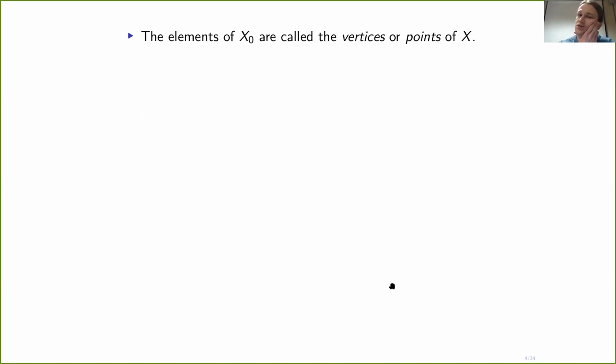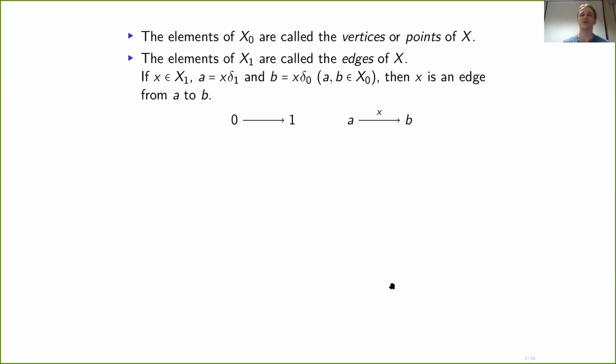So the elements of X_0 are going to be called the vertices or points of X. And the elements of X_1 are called the edges of X. And let me get you familiar with this notation here. If we have an element x in X_1, then this is an edge, so it is going to be denoted by an arrow like this. It has endpoints, two vertices, A and B. And these are denoted by notation A is equal to x delta 1.